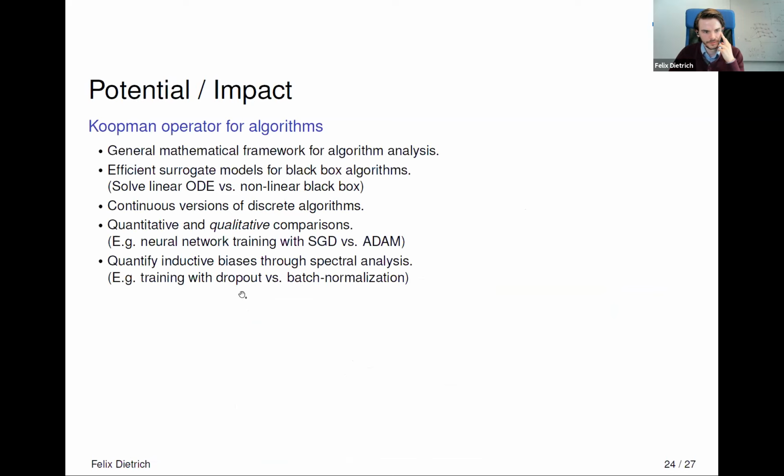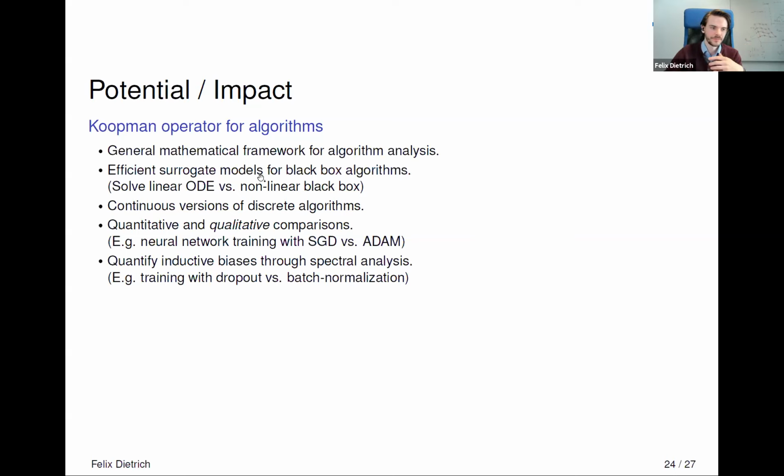This is a good slide to summarize the potential and impact of this idea of using the Koopman operator to study algorithms. Obviously, it is a mathematical framework for algorithm analysis, and we can use it for explainability. It is an efficient surrogate model for black box algorithms, though a word of warning: we, of course, have to sample some data. We have to have some data of these black box algorithms before we can build this efficient surrogate model.